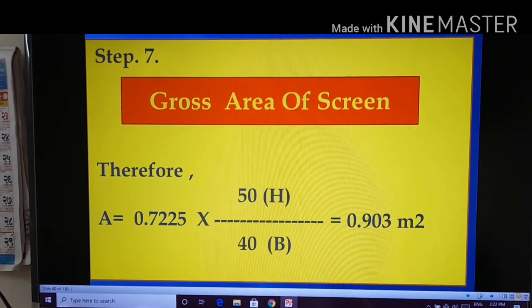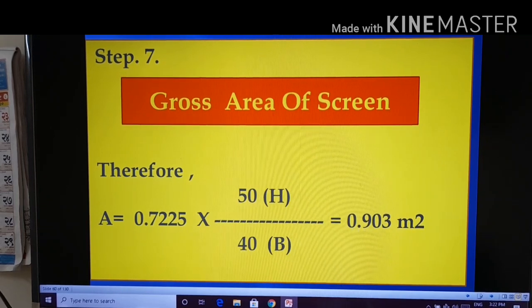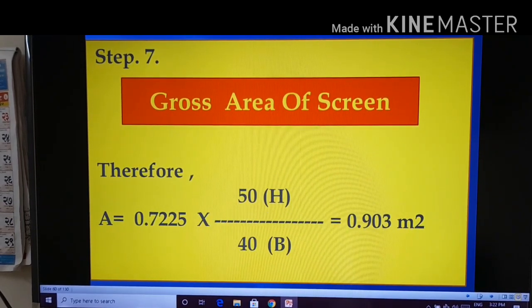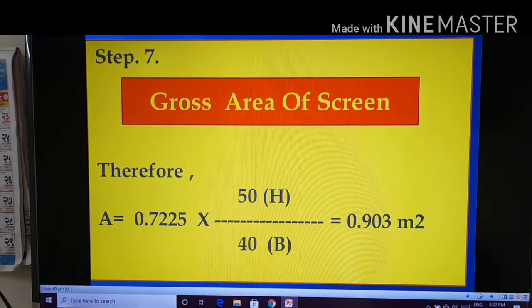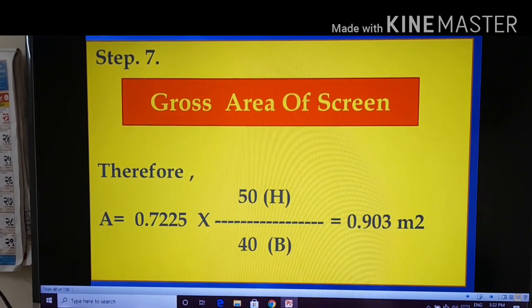Step 7: gross area of the screen. Therefore, A is equal to the net area we already calculated, 0.7225, multiplied by H by B, where H is 50 and 40 is the spacing in between the bars. Therefore, 0.7225 into 50 divided by 40 is equal to 0.903 meter square.